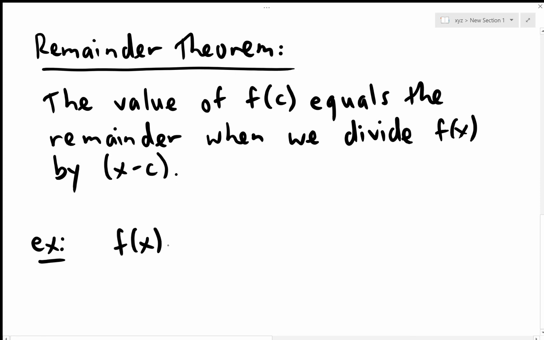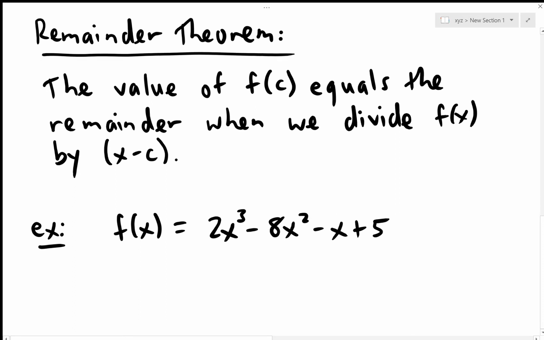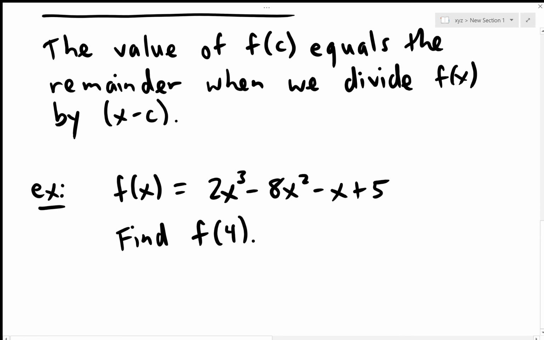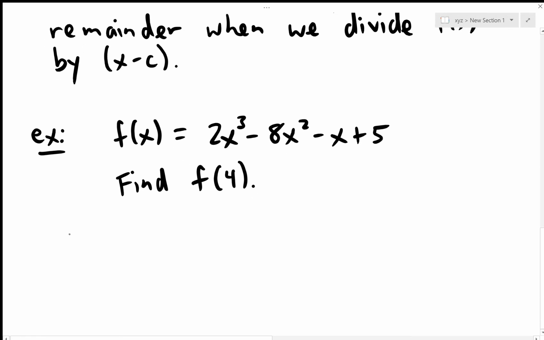Let's take the polynomial function f of x is equal to 2x to the third minus 8x squared minus x plus 5. So in this case, let's find f of 4. So again, what the remainder theorem tells us that we can do is we can take the 4, the number we're plugging in for x, put that in the box here, and we list our coefficients like we normally would. So in this case we have 2, negative 8, negative 1, and 5.